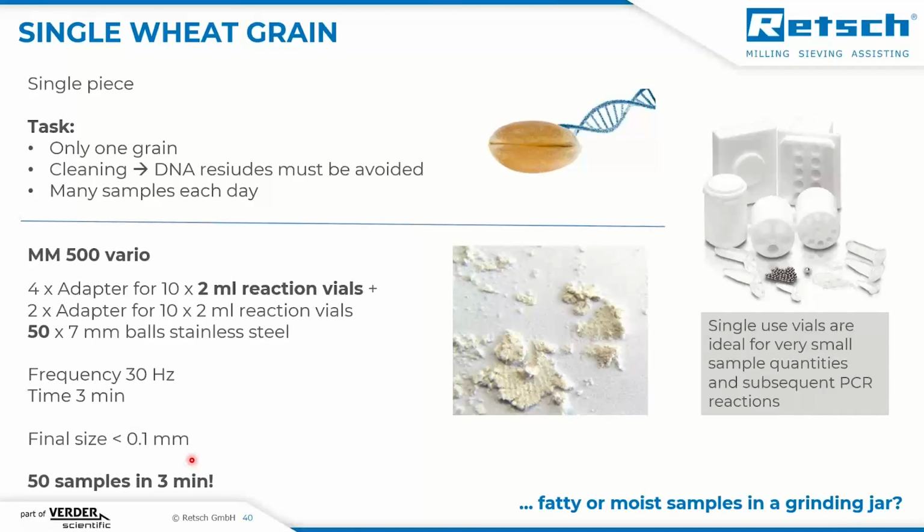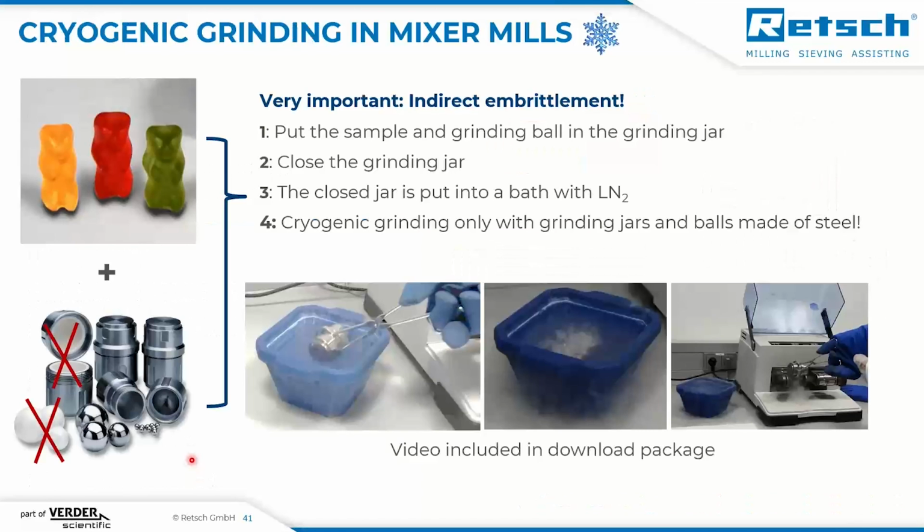Fatty or moist samples in a grinding jar. This can be done, but it's maybe not fun. It's just smashing the sample, awful sticking, maybe not nice cleaning, and the homogeneity is also a little bit in question. But if we do it cryogenically, we can get pulverized samples in mixer mills very nicely too.